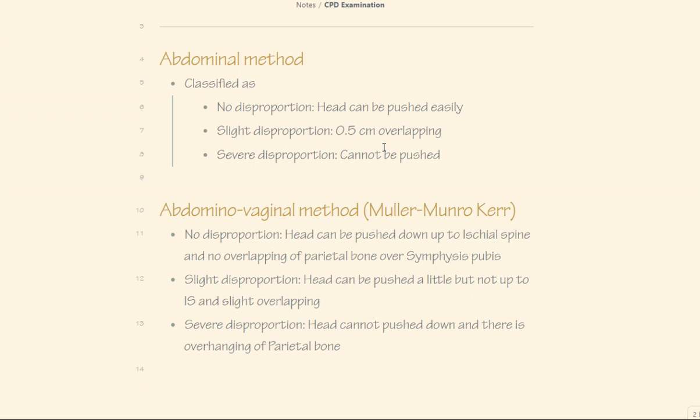So what is done in the abdominal method? The head of the fetus, which is not engaged, is pushed down into the pelvic cavity using one hand, and the radial aspect of the index finger of the other hand is kept above the pubic symphysis. The head is pushed with the left hand, and with the right hand the index finger is placed on the pubic symphysis of the mother.